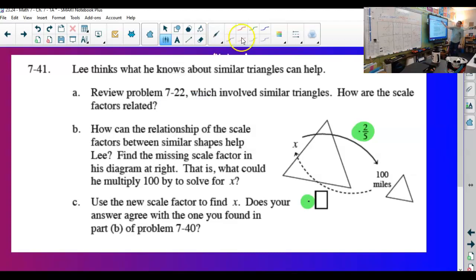Guys, the other way we can use reciprocals is if you're going the opposite direction, instead of multiply versus divide, which you could divide. So hold on.